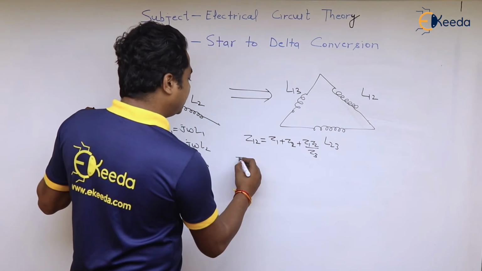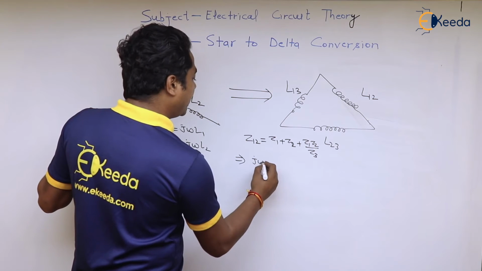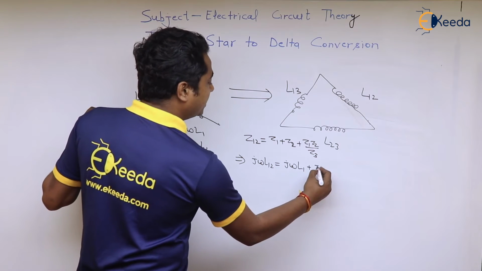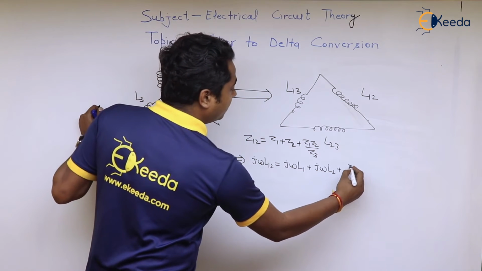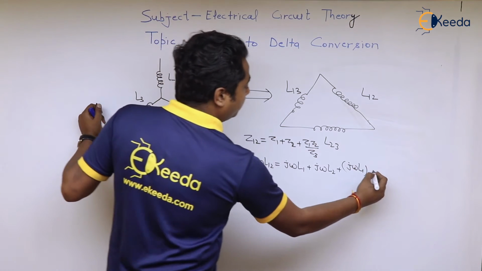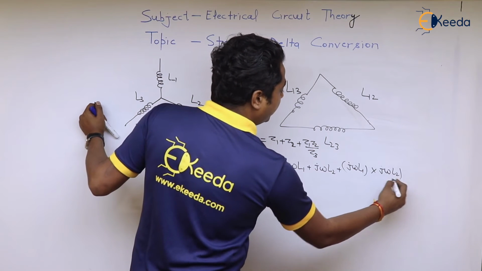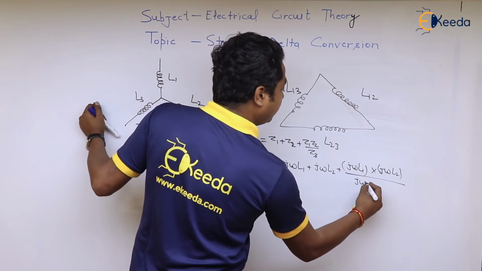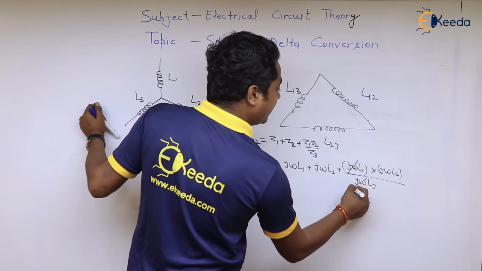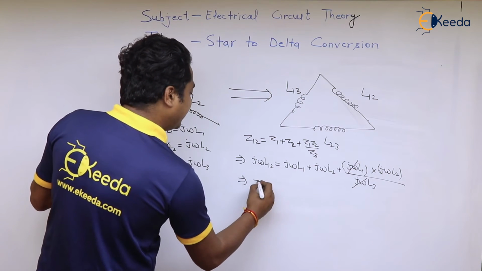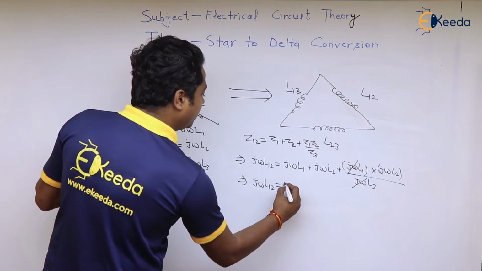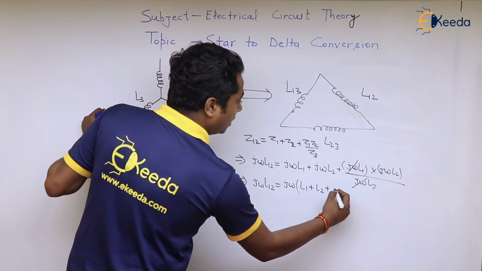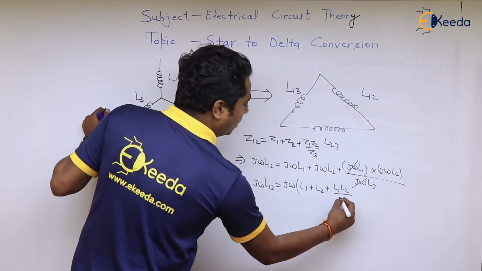Putting all these values in this equation, j omega L12 will be equal to j omega L1 plus j omega L2 plus j omega L1 into j omega L2 divided by j omega L3. One j omega cancels out, and if we take j omega common, j omega L12 is equal to j omega common, L1 plus L2 plus L1 L2 upon L3.